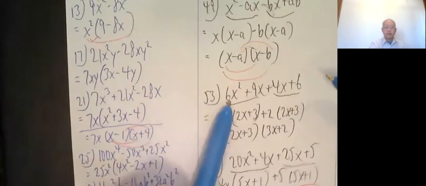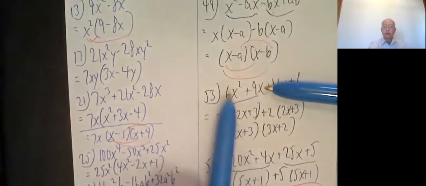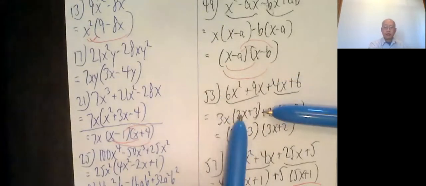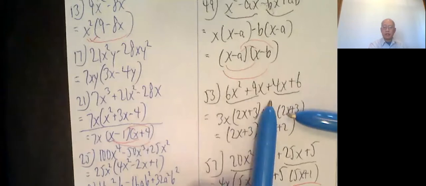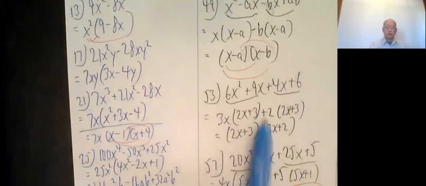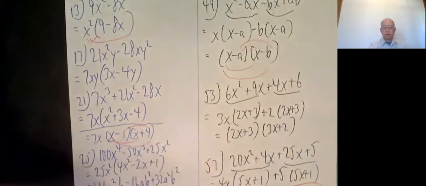53, 6x squared plus 9x plus 4x plus 6. Again, do them by pairs. So what can I take out of these? 3x. And if you do that, you have 2x plus 3. So automatically, this is going to be 2x plus 3. 4x plus 6, 2x plus 3, plus 2. Okay, pull out the 2x plus 3, parentheses, 3x plus 2. You can check with FOIL.